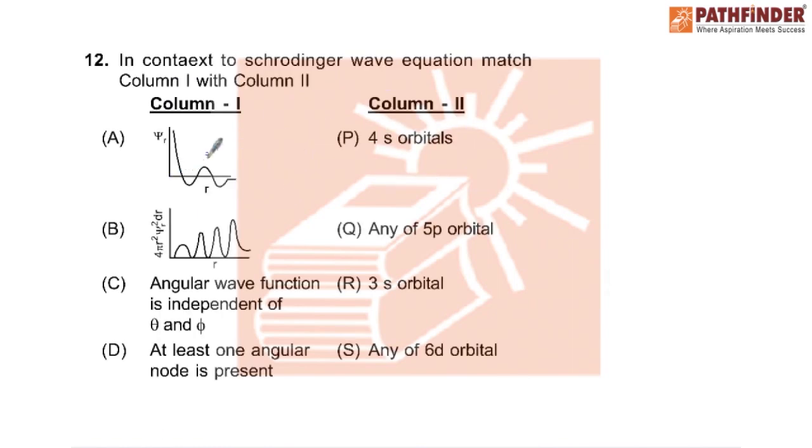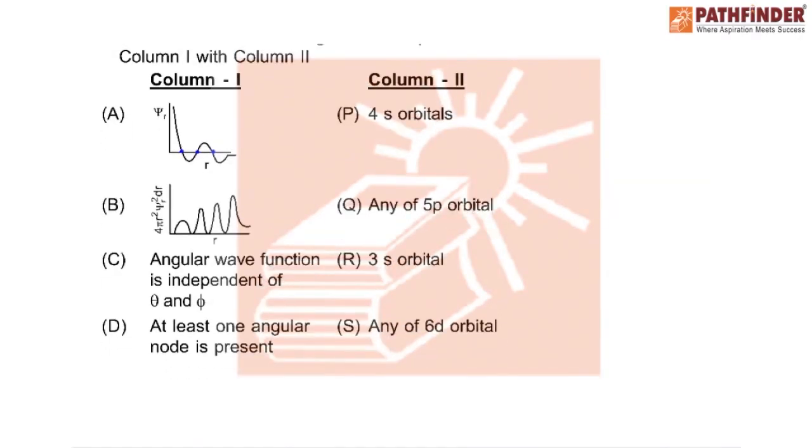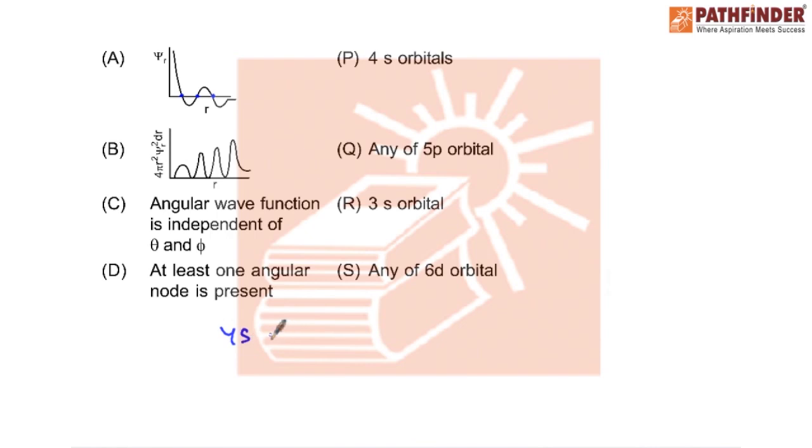Now in column 1, at the first graph, see at this point and at this point, the number of nodes is total 3, because at these points the value of psi, the wave function, is 0. So these represent the radial nodes. The number of nodes for this given graph is 3. Now if we break down the 4s orbital, the number of nodes is n minus l minus 1, which is 4 minus 0 minus 1, equals 3. So the 4s orbital also has 3 radial nodes. So A matches with P. We have got our first match.